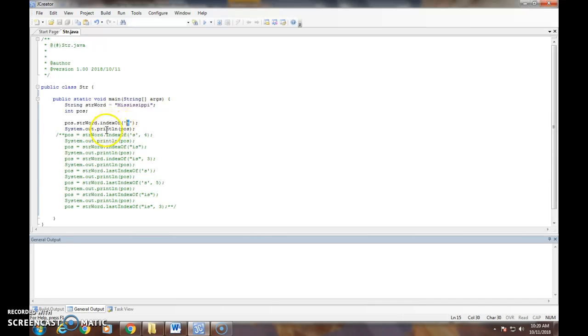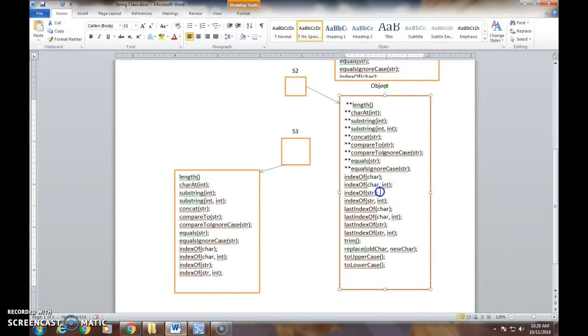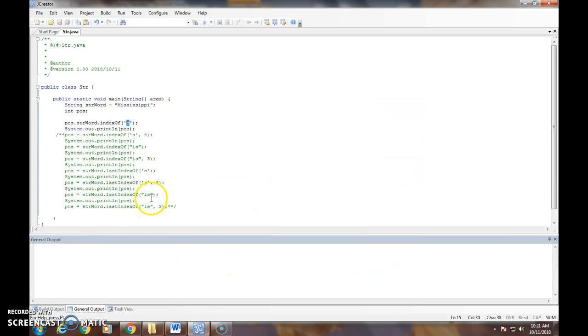Now if you notice, there are a bunch of indexOf methods right here. There are 4 of them. That's called method overloading. One takes a character, one takes a character and an int, one takes a string, one takes a string and an int. Again, the computer uses these parameters to tell which one to call. So back in our example, we are calling the one with 1 character.